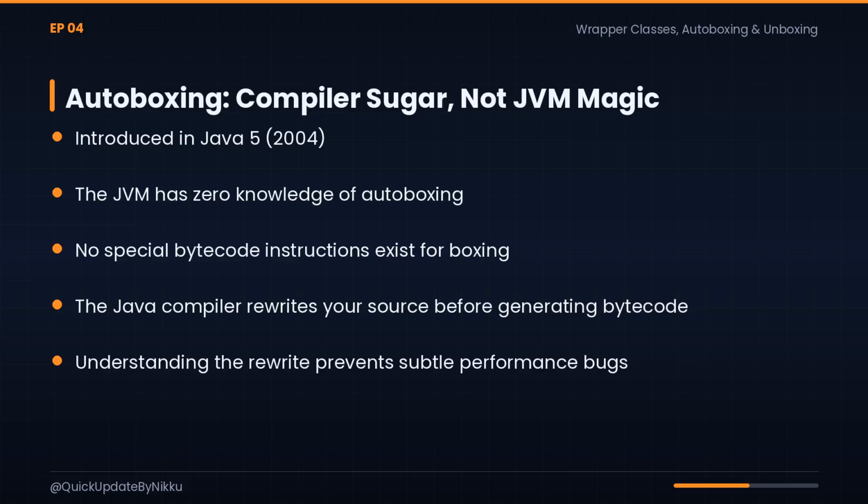Autoboxing and unboxing are entirely a compiler-level transformation. The JVM bytecode that is actually executed contains explicit calls to Integer.valueOf and Integer.intValue, nothing more exotic than that. This distinction is not academic, because boxing allocates objects and unboxing dereferences them. Code that boxes in a tight loop can produce significant garbage collection pressure that is completely invisible in the source. Knowing the compiler rewrites your code is the first step to writing wrapper-aware, performance-conscious Java.